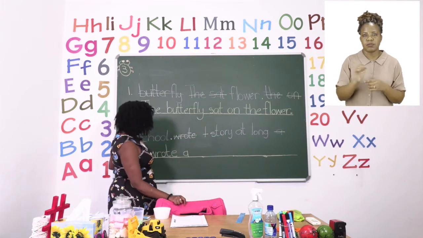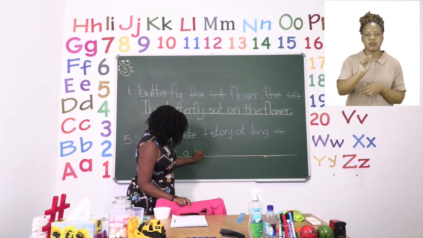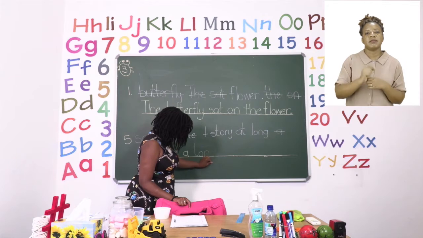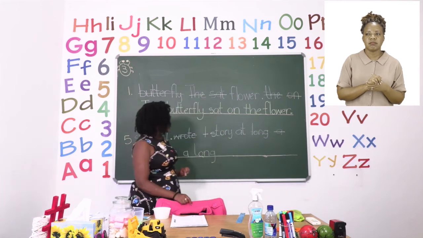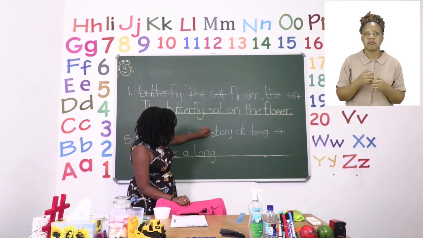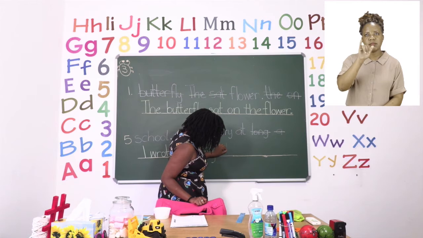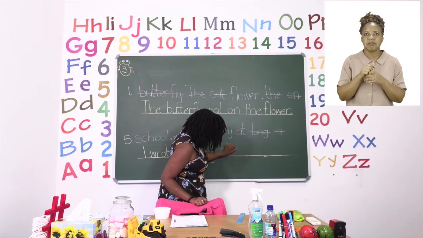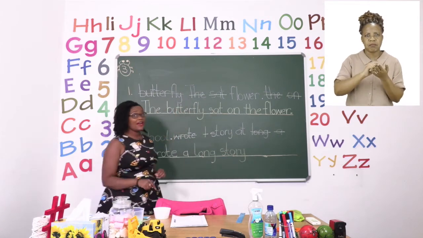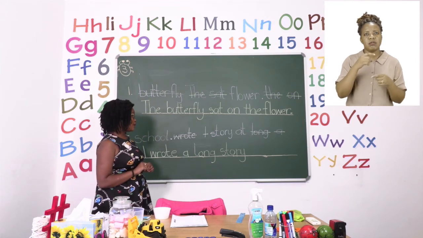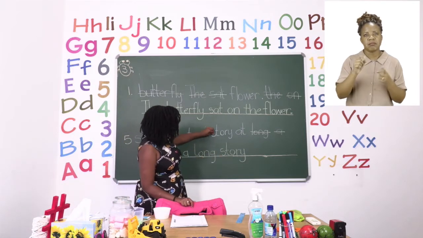So we're going to write, I wrote a long. There we go. And don't forget to cross it out as well. I wrote a long. And then we write our word story. And now we are almost done with unscrambling the sentence. Remember, we've already put our capital letter at the beginning, so we don't have to worry about other capital letters for now. So we have, I wrote a long story. We have crossed out the word story.